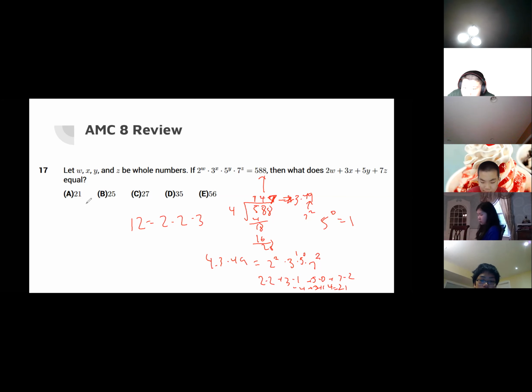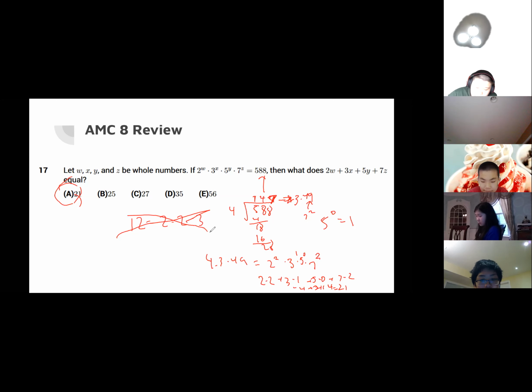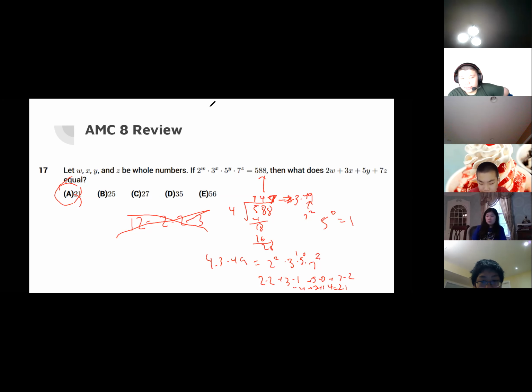Where did I get 12 from? That's just an example. It's unrelated to the problem. It's just to show that a number can only have one prime factorization.